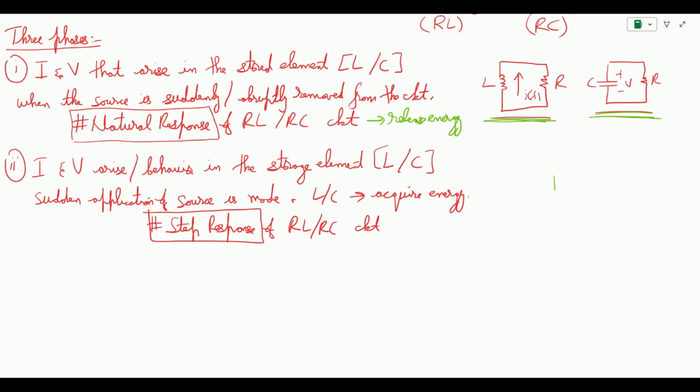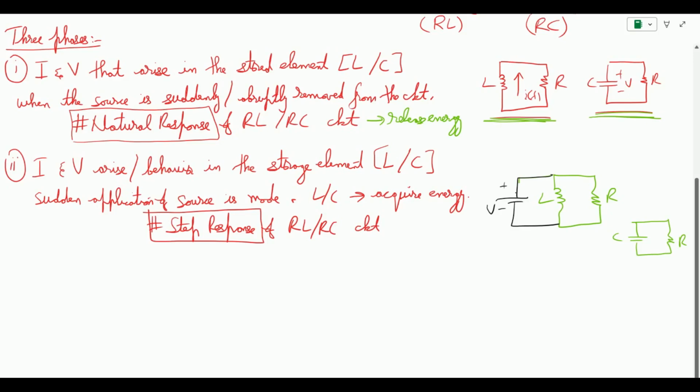So we can say that we have this inductor and resistor combination, RL, and then we have this capacitor and resistor combination, RC, and we suddenly apply a source to this. So what is going to be the behavior of current and voltage? This kind of system is known as the step response, where the inductor and capacitor will now acquire the energy from the additional source.